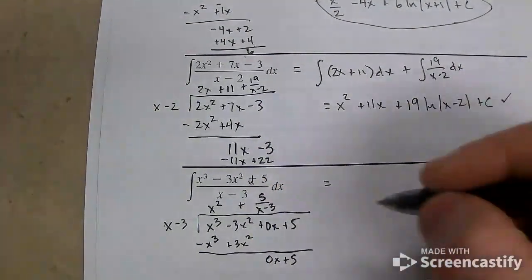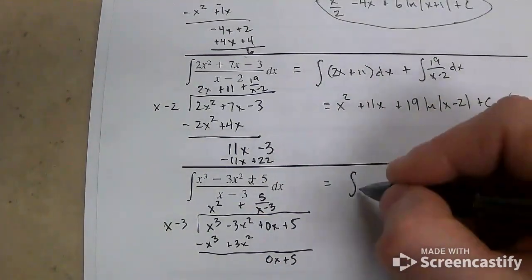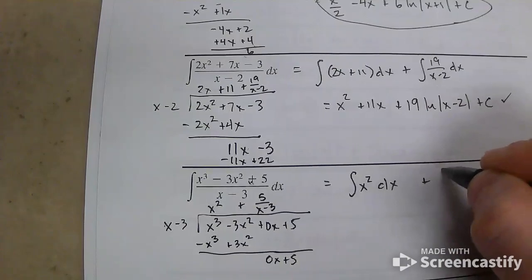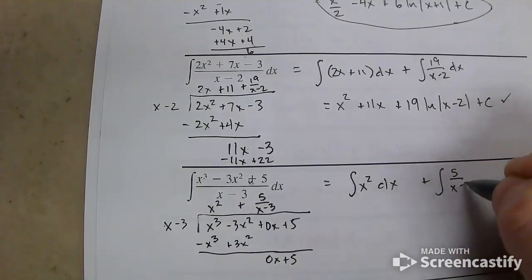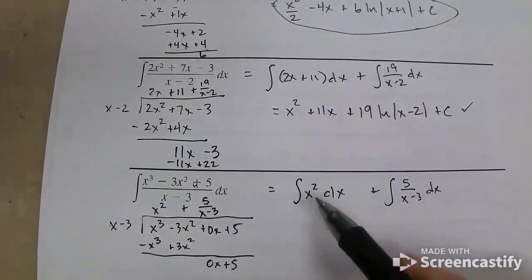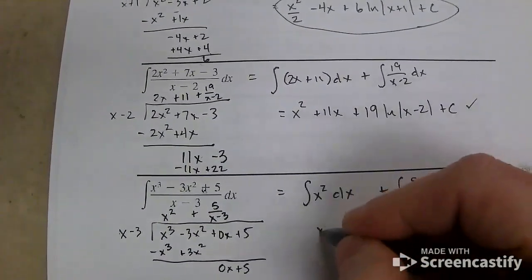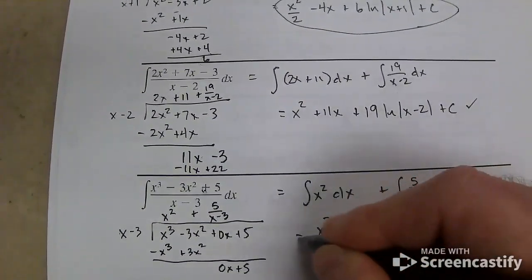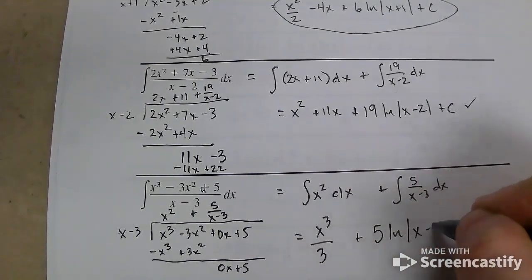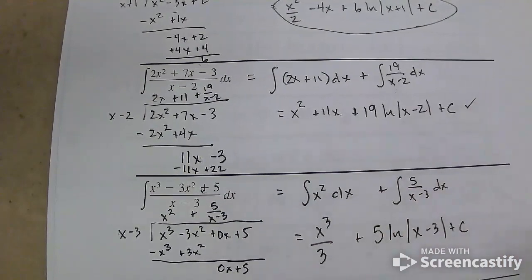So that'll end up giving us the integral of x squared dx plus the integral of 5 over x minus 3 dx. Well, the 5 is just a scalar over here. So this is just going to be the power rule. So this will be x cubed over 3 plus 5 natural log of x minus 3 plus c.